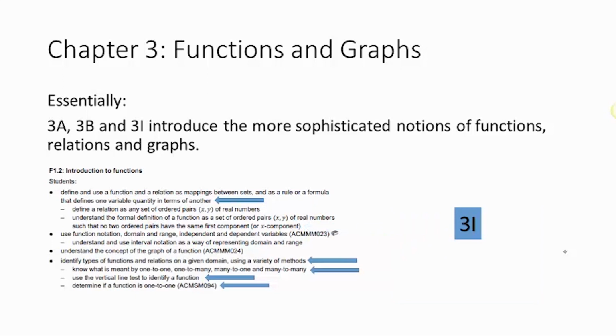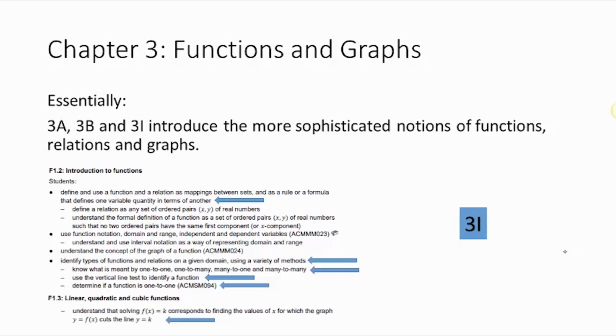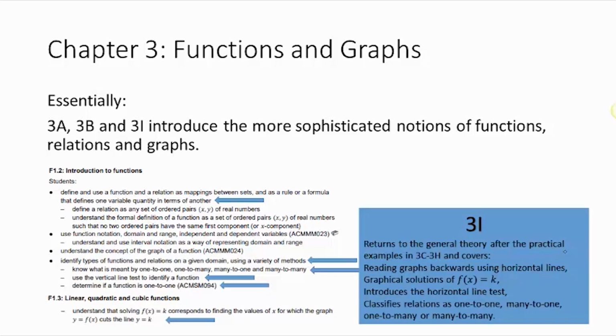3I at the end talks about one-to-one, one-to-many, many-to-one, many-to-many. And it also introduces the idea that solving f(x) = k is to do with looking at the intersection between the line y = k and y = f(x). And it talks about the horizontal line test in terms of determining if a function is one-to-one. That will become important when they get on to chapter 5.